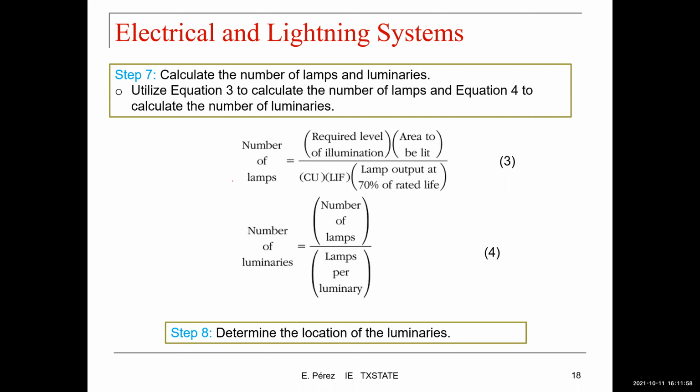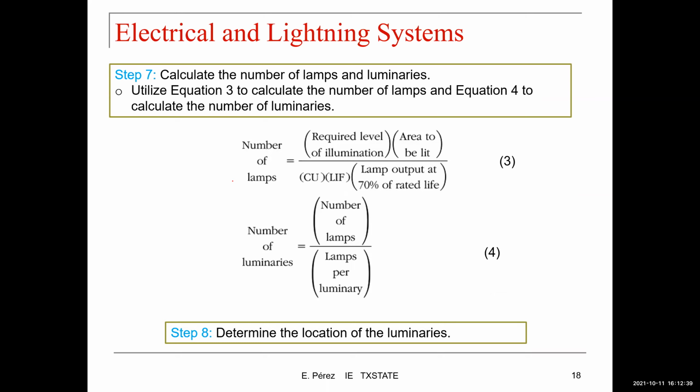Once we get all that information, we use that data to compute the number of lamps that are needed for the facility. Equation 3 is used to calculate the number of lamps, and equation 4 to calculate the number of luminaries. The number of lamps includes the required level of illumination, which was found in step 1, 100 foot candles for example, the area to be lit, and then the CU and LLF factors and the lamp output at 70% of rated light.